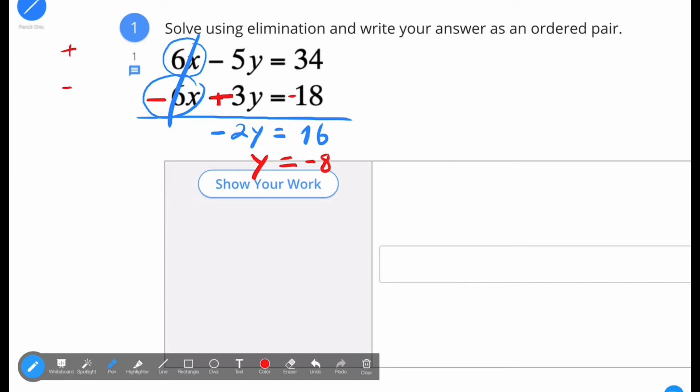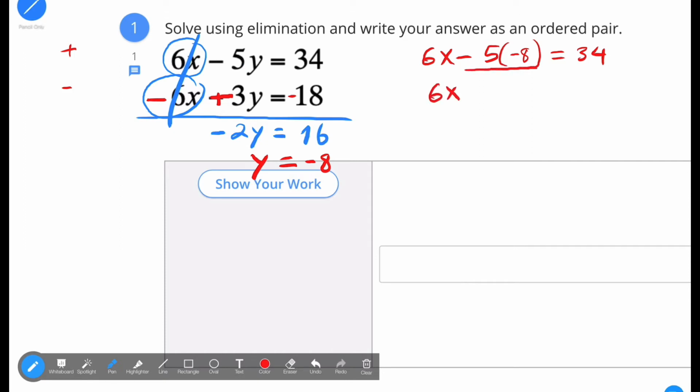Once you've solved for y, then what you do next is you are going to take this negative 8 and use one of these to solve for x. So let me use the top one. So that's 6x minus 5 times a negative 8 equals 34. So I basically replace the y with the negative 8. Then I'm solving for x.